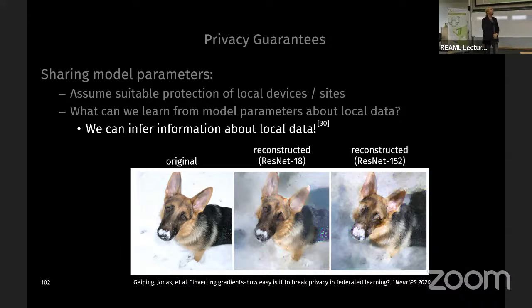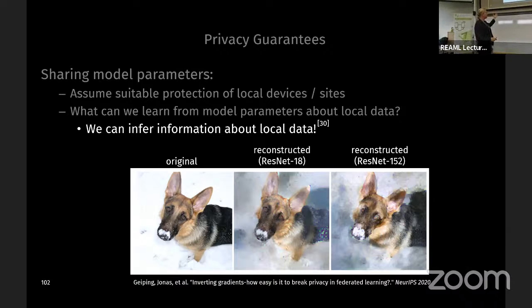Sorry, what do you mean? Is this just the inversion attack that is in the literature, kind of the inversion attack? Is it this kind of attack, taking data from the gradients?